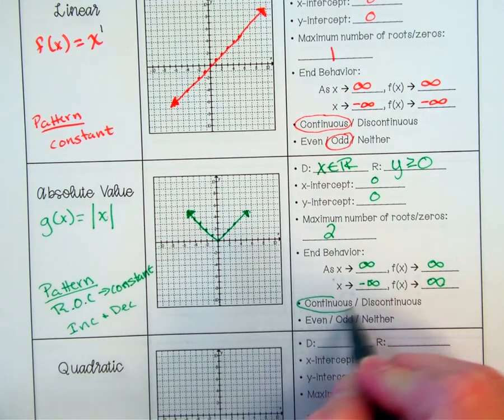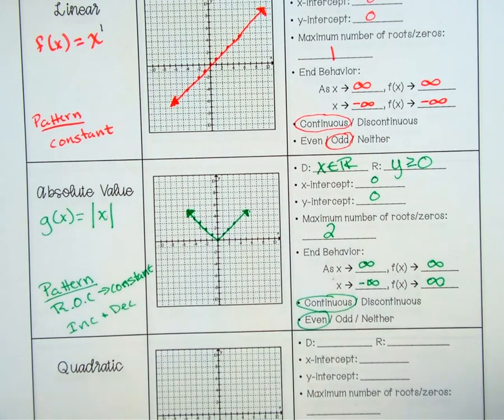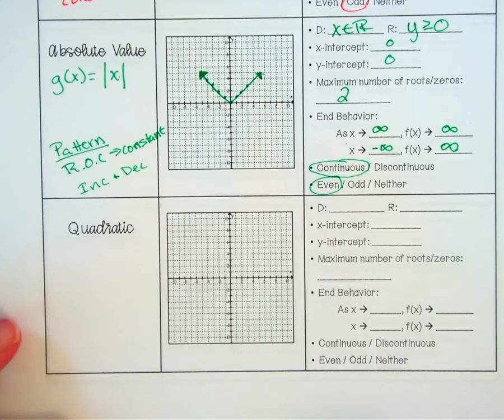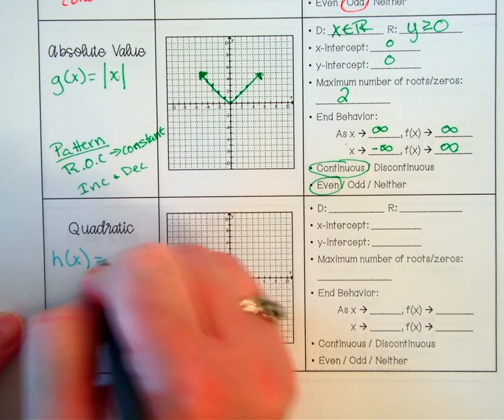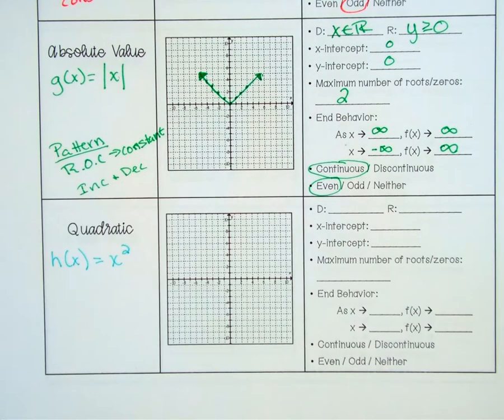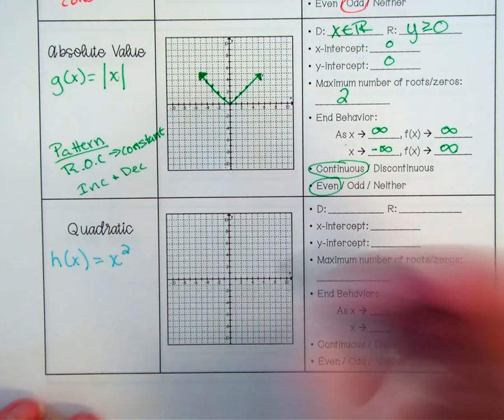This is a continuous graph, and this parent function is an even symmetry. It is symmetrical over that y-axis there. So the pattern is kind of similar to the linear, but as I said, it changes direction. So that's how we know it ends up being absolute value. All right, quadratic. Quadratic, h of x equals x squared.